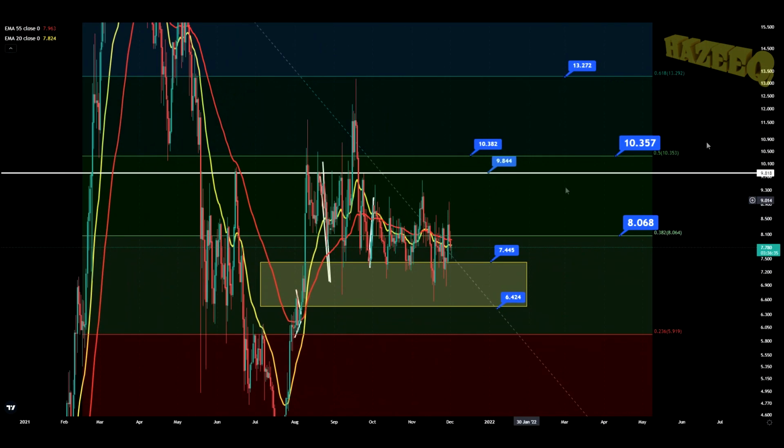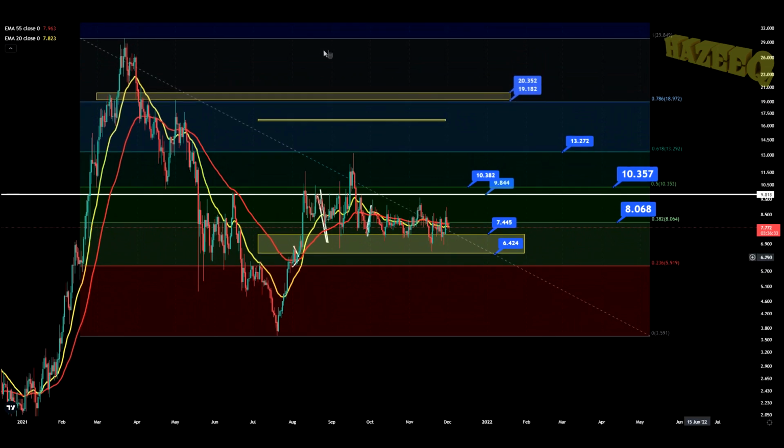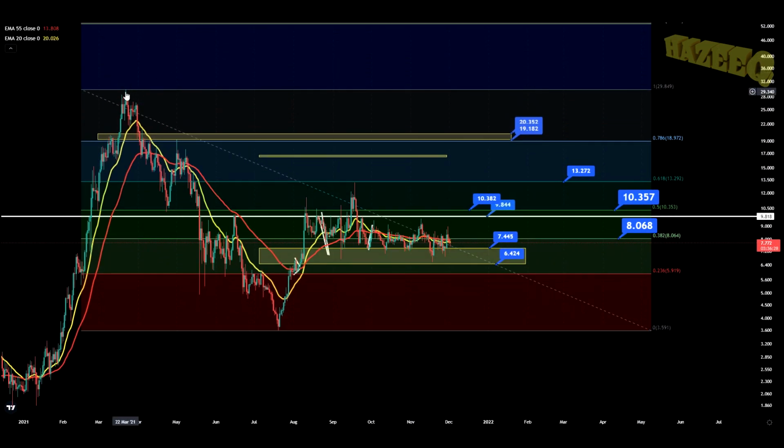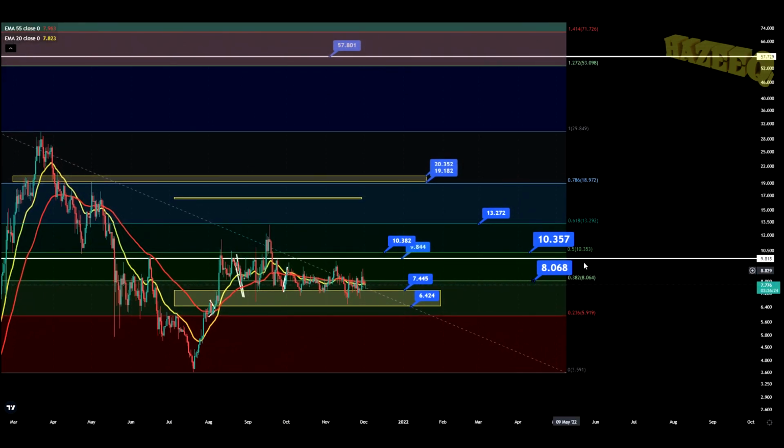Now, if I zoom out a little bit, you can see that these levels are from this large fib that I have. So the swing high was over here, the all-time high in March, to the swing low in July, and you get your 0.5, your golden ratio at $13.30, which will be a major resistance level that we have to keep an eye on.